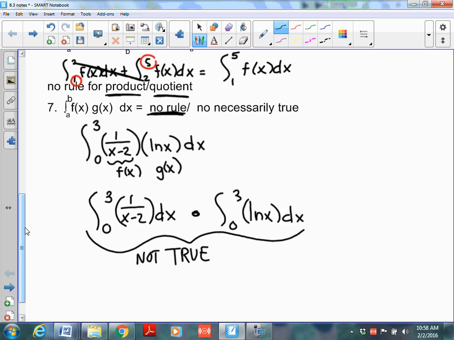We'll show you a different way to solve problems like multiplication or division, the product and the quotient. So just remember, you cannot break up a product and quotient and just assume you get the same answer. Okay.